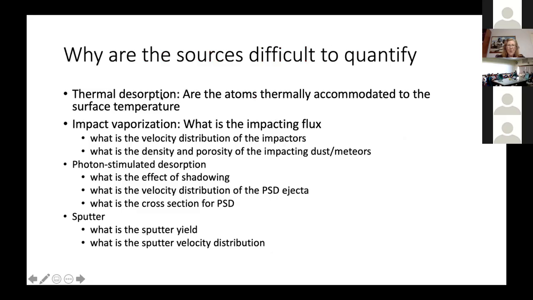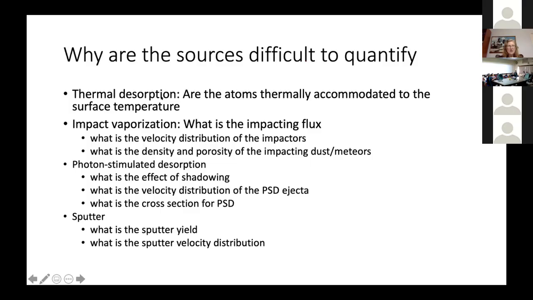So why are the sources difficult to quantify? Well, thermal desorption, the question is always, are the atoms thermally accommodated to the surface? And we still don't know that. Impact vaporization, you have to know the impacting flux, you have to know the velocity distribution of the impactors, you have to know the density and porosity of the impacting dust or meteor.